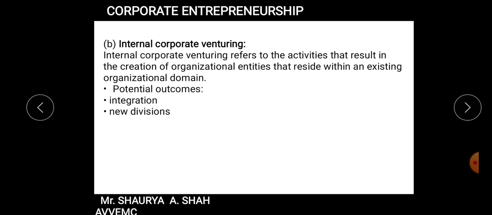The potential outcomes may be integration or new divisions. Within the business organization you are creating new divisions that may be related to other departments, that may be related to other companies, or you are integrating your business through vertical integration or horizontal integration. I hope it is clear. So these are your two types of corporate venturing, internal and external.